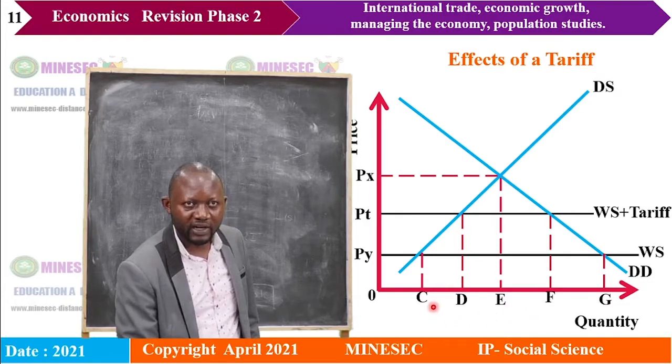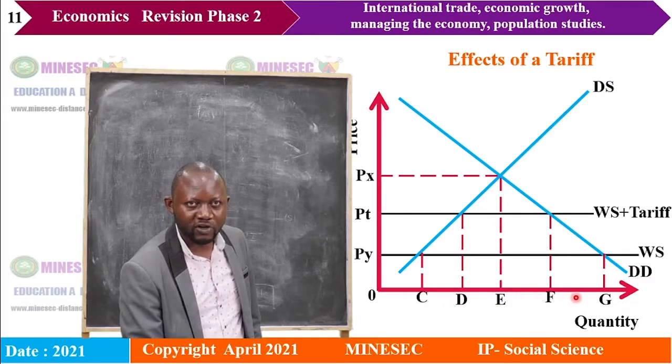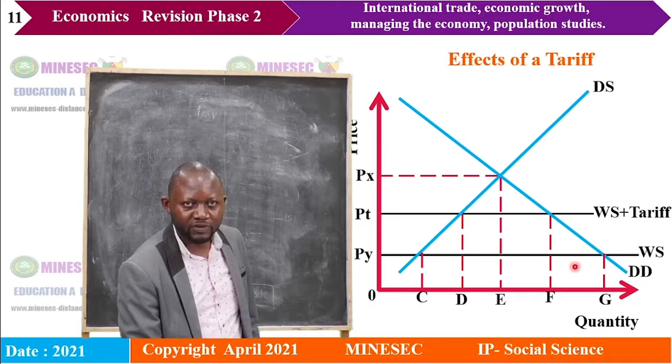Now, when tariffs are imposed, the price rises from PY to PT. At this time, production increases from OC to OD. At the same time, consumption falls from OG to OF. Therefore, imports are going to be represented by FD, this gap FD.